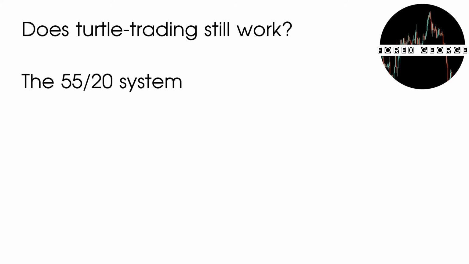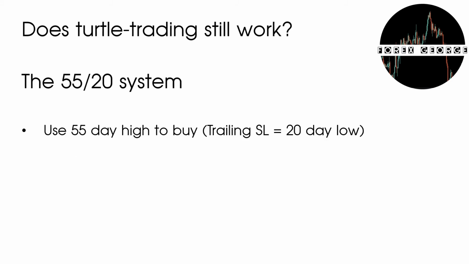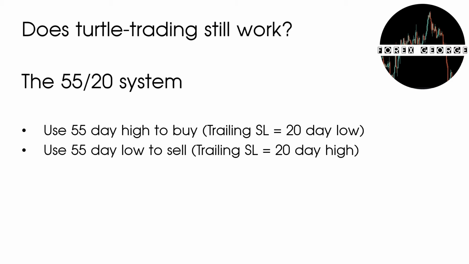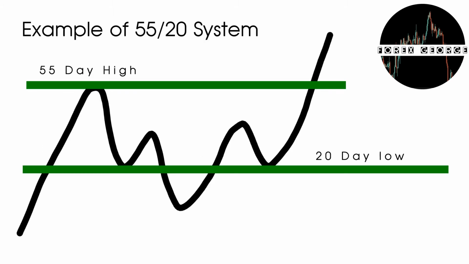The other system we're going to look at is the 55-20 system. Here we use the 55-day high as a buy signal and the 20-day low as a trailing stop, and we use the 55-day low as a sell signal, and we use the 20-day high as a trailing stop. Now, if you look at this beautifully crafted work of art, you will see that as soon as the price goes above the 55-day high, we buy and we use the 20-day low as a trailing stop loss.